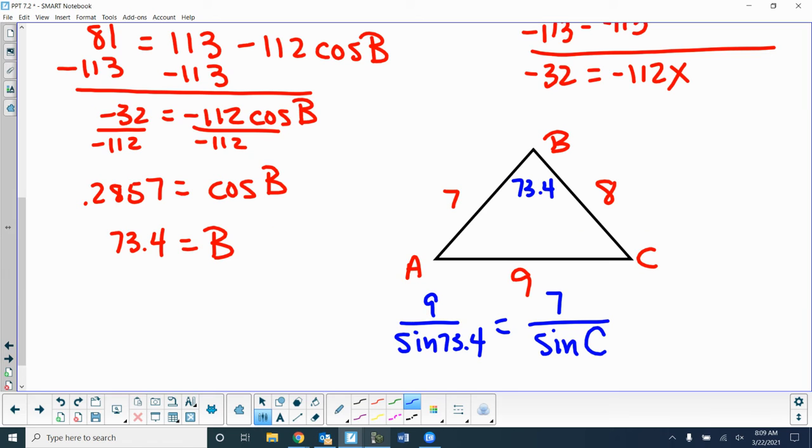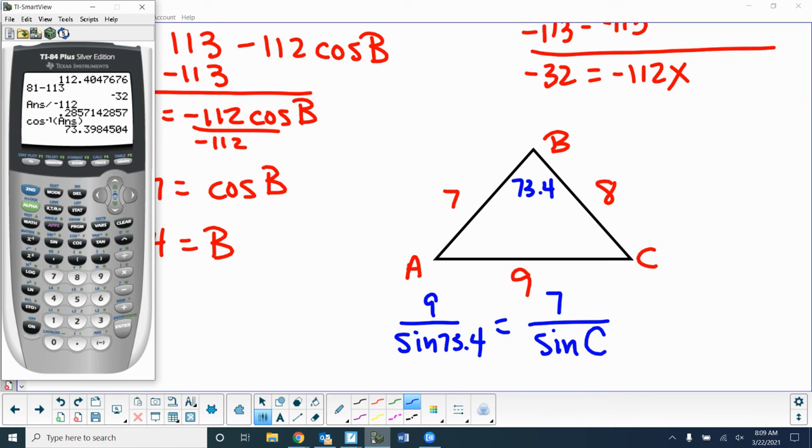All right, so we'll cross multiply. So 7 sine of 73.4 divided by 9. Cross multiply and divide. All right. Now remember, we're back to law of sine. So at this point, I'm going second sine, second answer. Right, Connor? And it's 48.2.